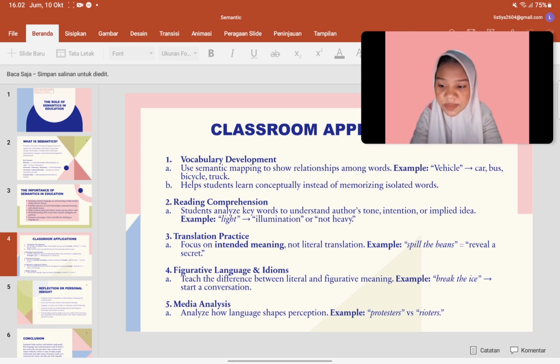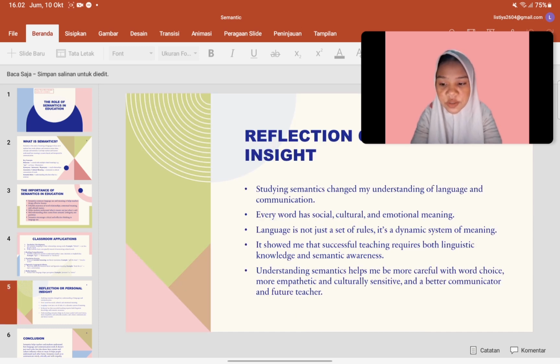Now, let's begin with a reflection or personal insight. Studying semantics has changed how I see language and communication. I realized that language is not just about structure or grammar, it is a dynamic system of meaning. Every word carries social, cultural, and emotional weight.